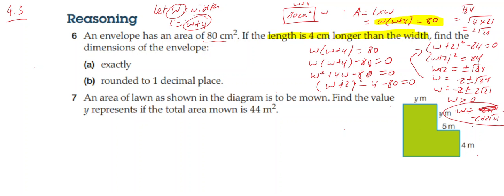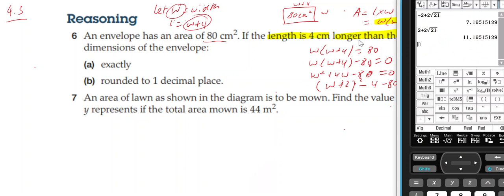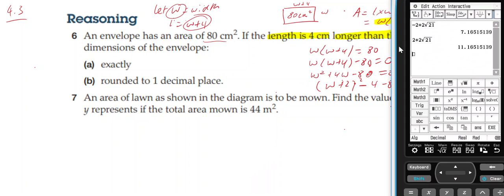My length is 4 more, so we're just adding 4 to it. So my length would be 2 plus 2 root 21 centimeters. Now if you enter these two on your calculator to get 2 decimal places, remember the test is not calculator allowed, so we're not going to really have a calculator. But if you were to enter them on your calculator, you should get these two values, so 7.2 and 11.2 centimeters for the width and length respectively.